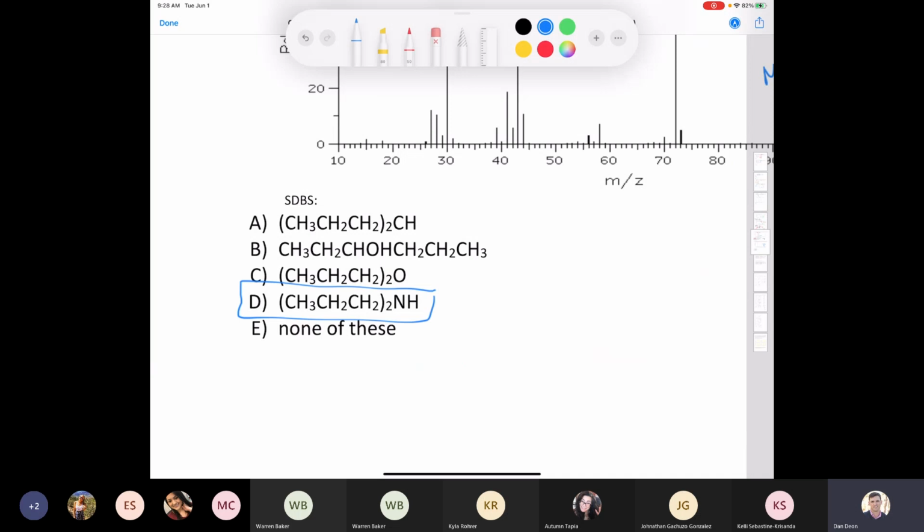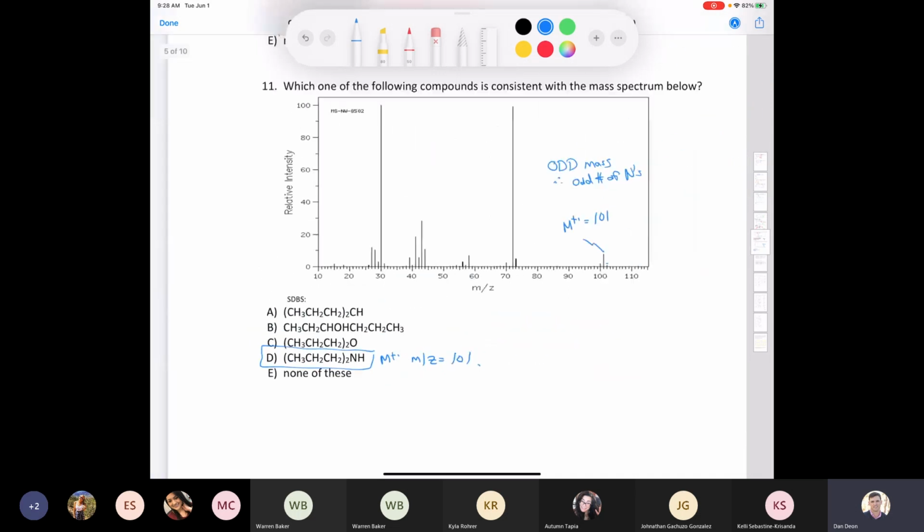And if you tally up the mass, you have 2 propyl groups, so that's 43 times 2, which is 86. Plus 15, that gives you 101. So that makes sense that the molecular ion here would have a mass overcharge of 101. So it has to be the amine for this one.